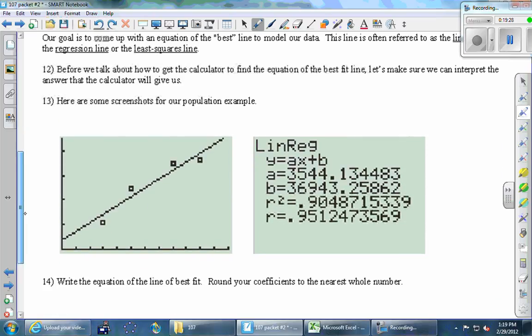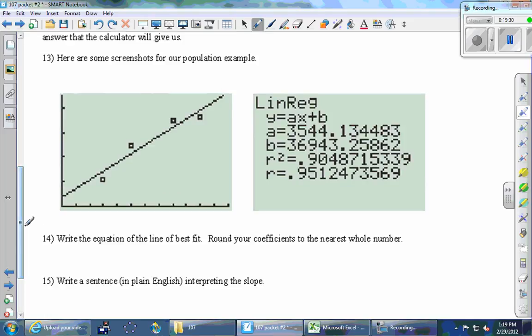Okay, so here's some screenshots for that same population example. I drew a line before. It turns out this is mathematically the best line that exists. I will show you how to get the calculator to do all of that. But first I want to analyze what we're looking at. So let's take a look.